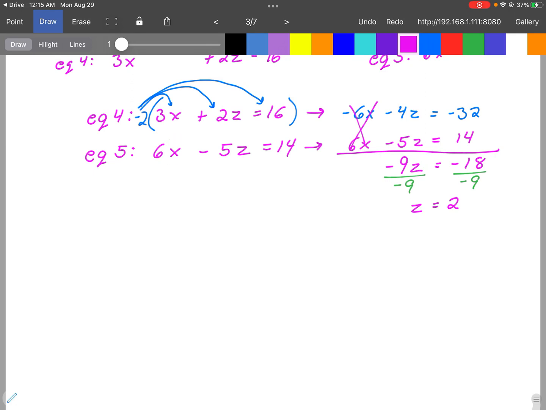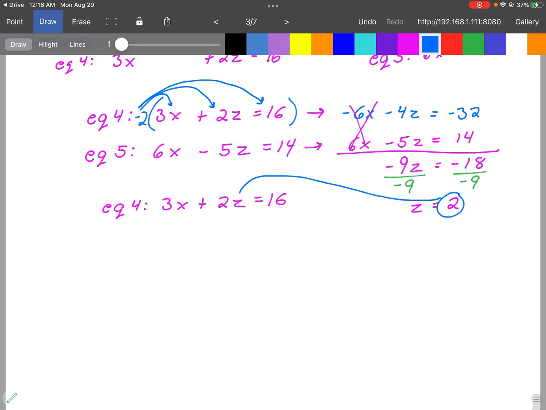I have z. I don't yet have x though. So I'm going to go back to either the original equation 4 or equation 5 and plug that value for z in the equation. That will allow me to solve for x. I'm thinking I'd kind of like to use the original equation 4. The numbers on the left side are a little bit smaller. The number on the right is slightly bigger, but not enough to really make a difference. So I'm going to take that original equation 4. And so original equation 4 was 3x plus 2z equals 16.